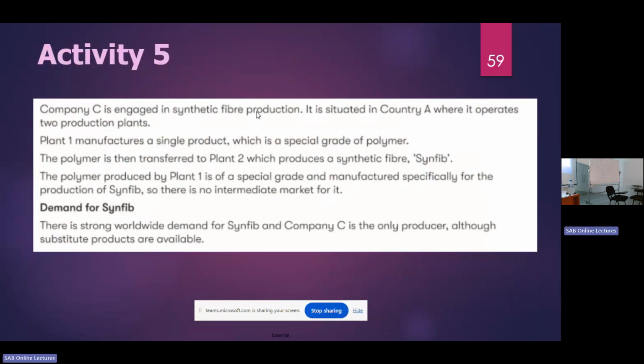Right? We have a next activity. Company C engages in synthetic fiber production. The situation of country A: it operates 2 production plants. Plant 1 manufactures a single product, which is a special grade of polymer. This polymer is then transferred to plant 2, which produces synthetic fiber. Synfib is the name. Polymer produced by plant 1 is special grade and manufactured specially for the production of synfib. So there is no intermediate market for it. Right? Company, plant 1, plant 2.